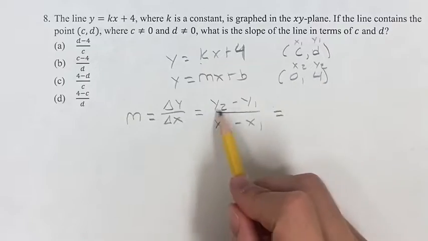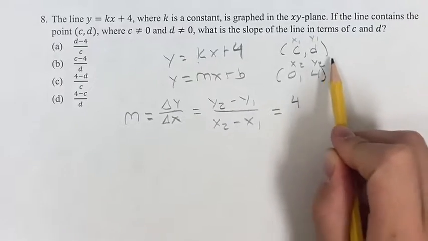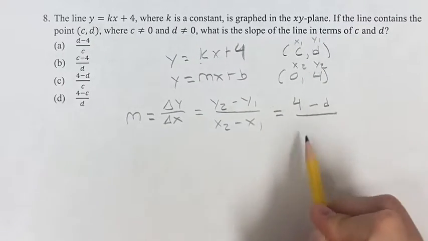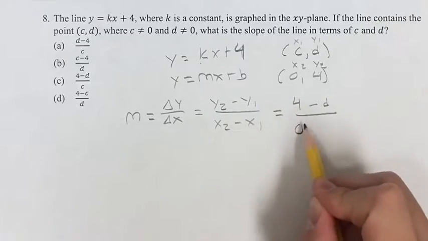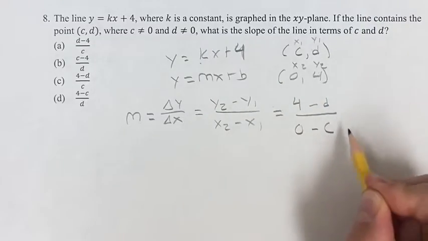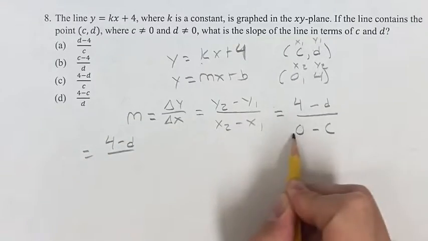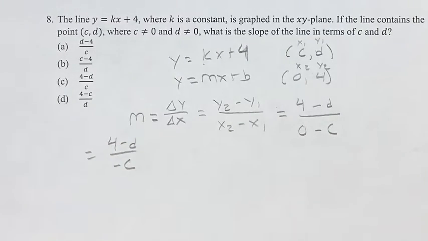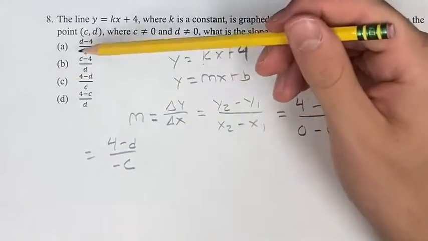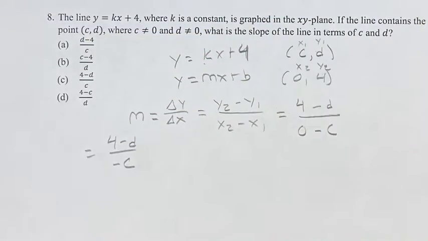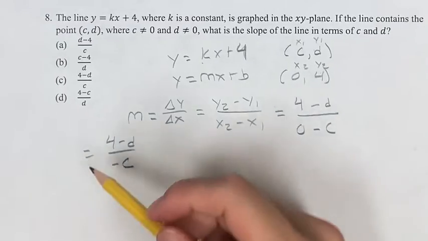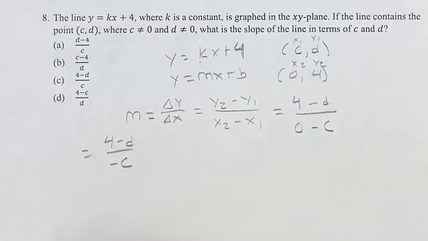So we have y2, which is 4, minus d, over x2, which is 0, minus x1, which is c. Okay, so we have 4 minus d over 0 minus c, which is negative c. So this is our slope in terms of c and d. You'll notice it doesn't line up with any of these exactly, and the reason is that we have a negative c right here.